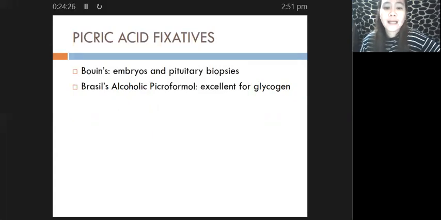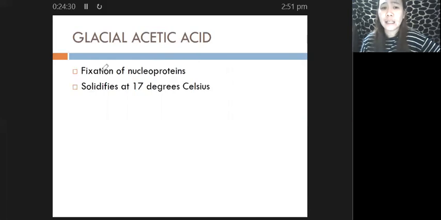Next we have your glacial acetic acid. Your glacial acetic acid is not utilized as a simple solution. That means it is always incorporated in the fixative formulations that we have in histopath. You will not see a solution of glacial acetic acid alone for fixation. It is used in conjunction with other solutions to make your compound fixatives. In particular, it is common in your nuclear fixatives because of its ability to fix nucleoproteins. I repeat, it is utilized for the fixation of your nucleoproteins.